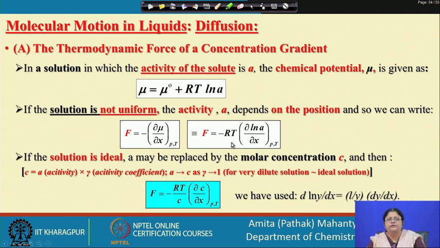Okay. For an ideal solution, what happens? For an ideal solution, activity is concentration times the activity coefficient of the solute. So, if I have activity coefficients approaching 1, then the activities will be approaching concentration, and that is for an ideal solution or a very dilute solution. So, if I have a very dilute solution, then I have the activity term replaced by the concentration term, right. I can write F equal to minus RT d ln C with dx at a given temperature and pressure.